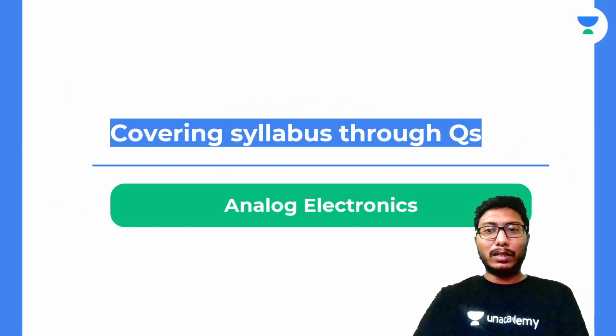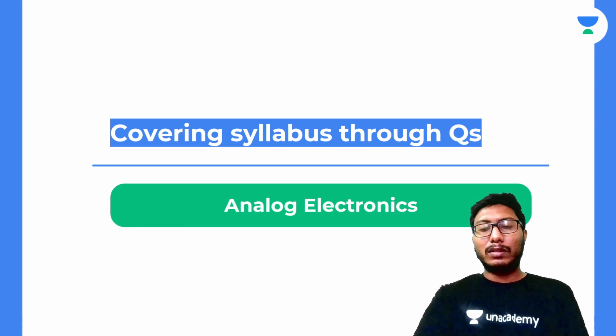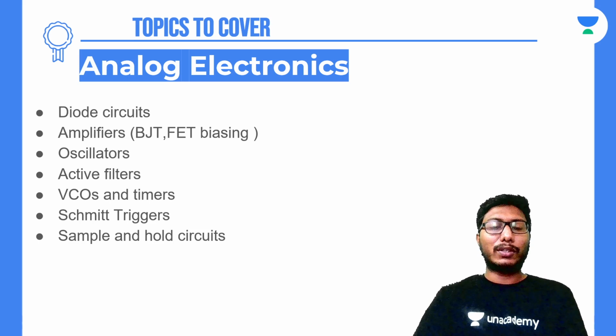So now coming to the topic, what we are doing in this video series is we are trying to cover the syllabus through questions. We are going topic wise, so that you will have an idea of what questions you can expect from each topic. Unlike when discussing the subject as a whole, where you will not get an idea of what questions will come from each topic. So we are going topic by topic. Till now we have covered diode circuits and BJT and FET biasing and amplifiers. So we have left out some of the circuits, that is, special circuits.